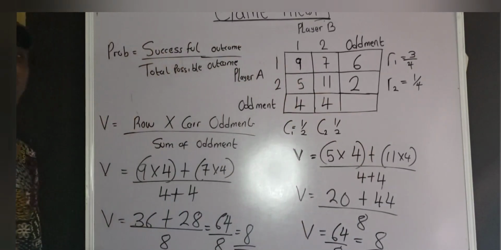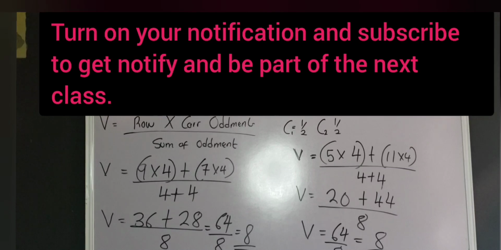So the value of the game is what? 8. So that is how to solve a game theory involving mixed strategy.